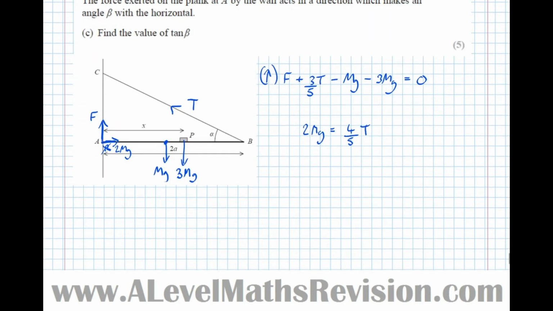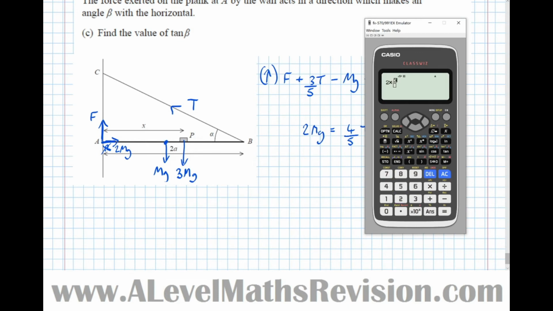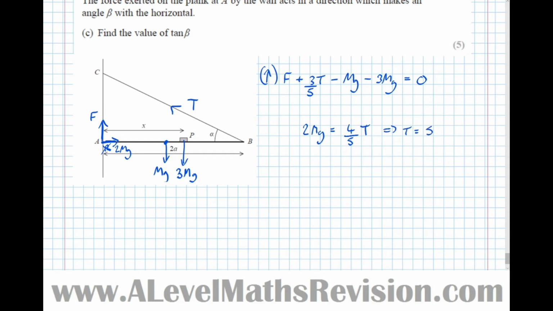That would tell us that the tension, so times 2 by 5/4. So 2 times 5/4, relatively easy arithmetic, but I don't want to make any mistakes in an exam, is 5/2. So T equals 5/2 mg. Now sub that back into our equation here. We get F plus 3/5 of 5/2 mg, take mg, take 3mg equals 0.